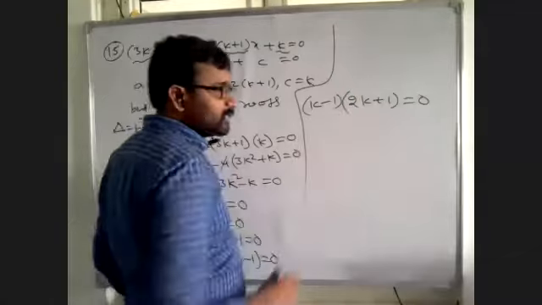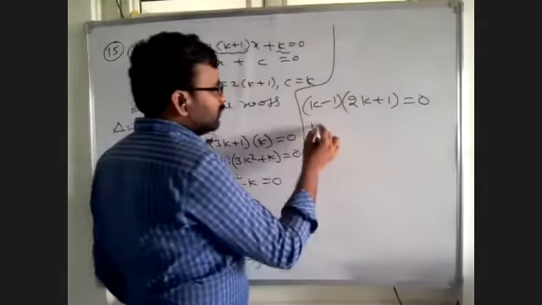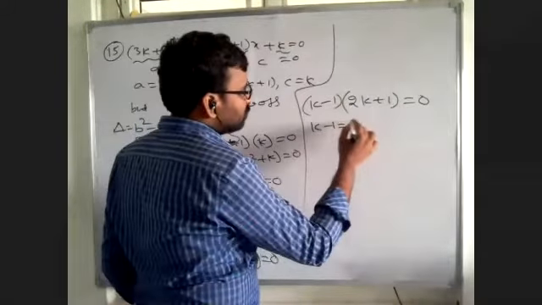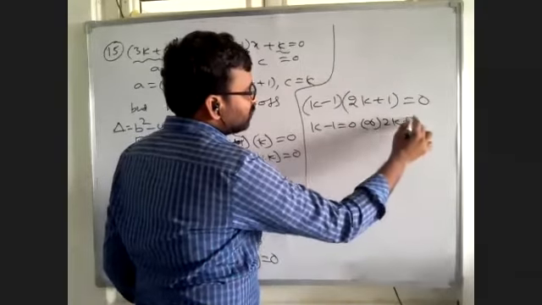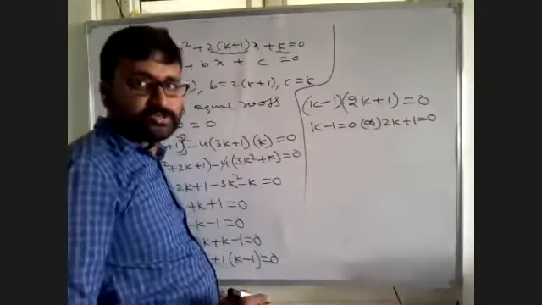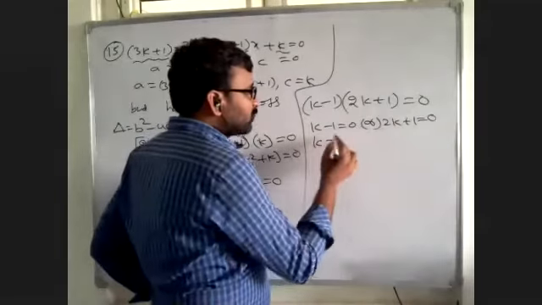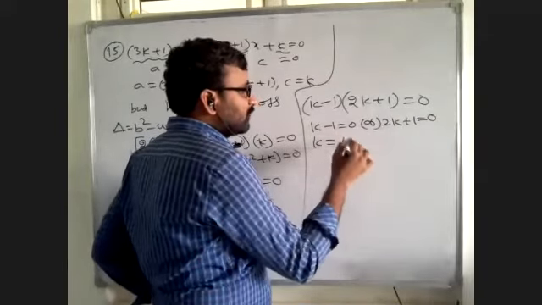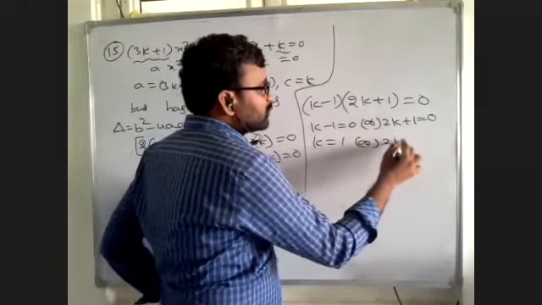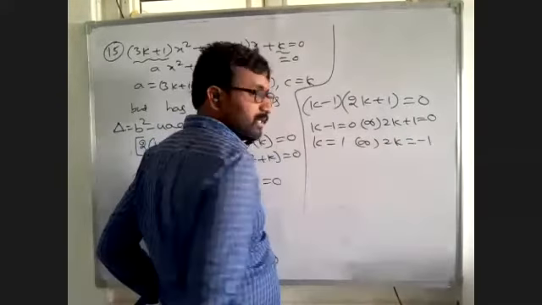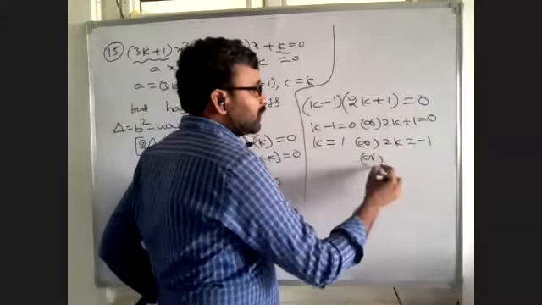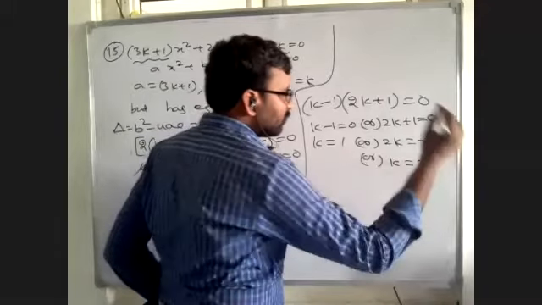Now apply the zero product rule, that is k minus 1 is equal to 0 or 2k plus 1 is equal to 0. Both are equal to 0. Now k is equal to minus 1, taking that side plus 1, or 2k is equal to minus 1, taking that side minus 1, then k is equal to minus 1 by 2.